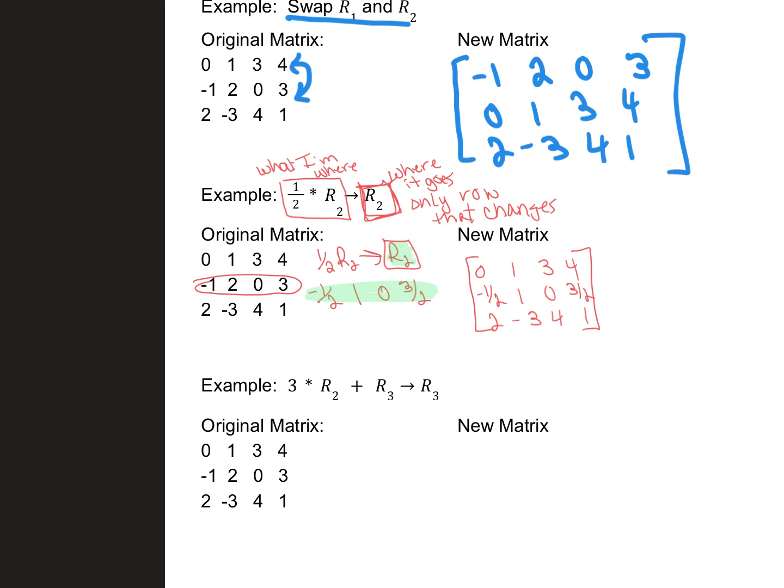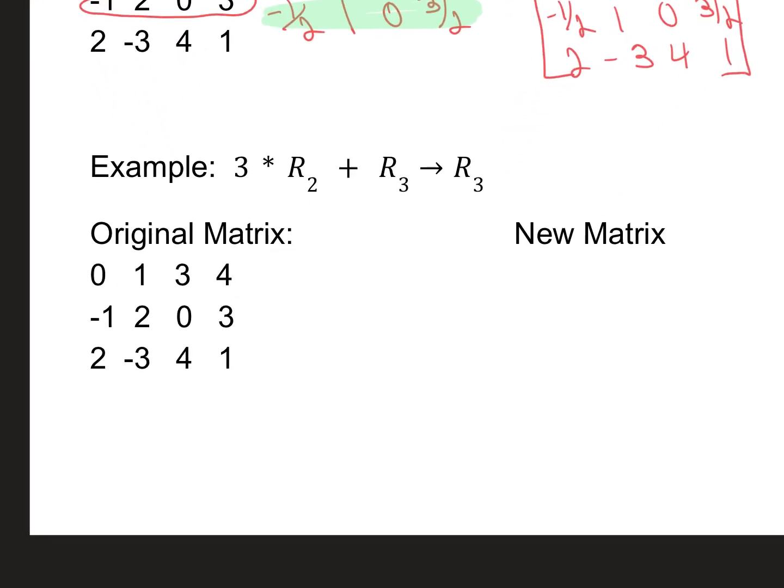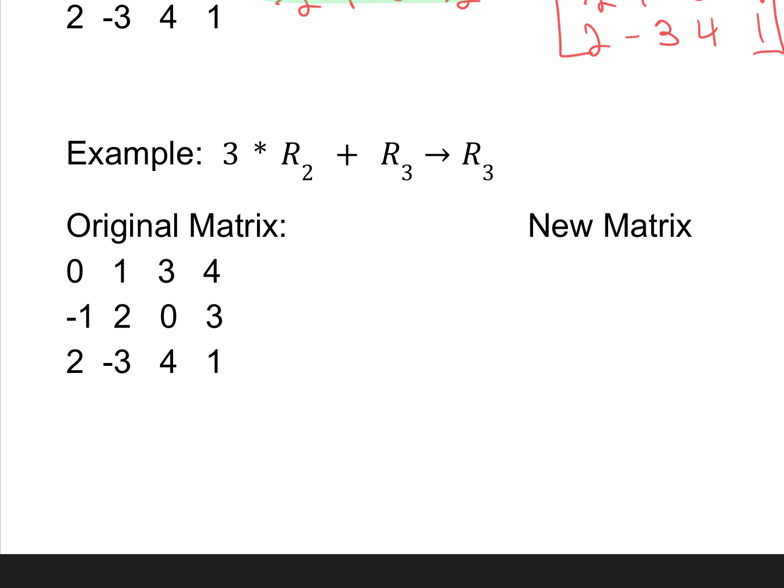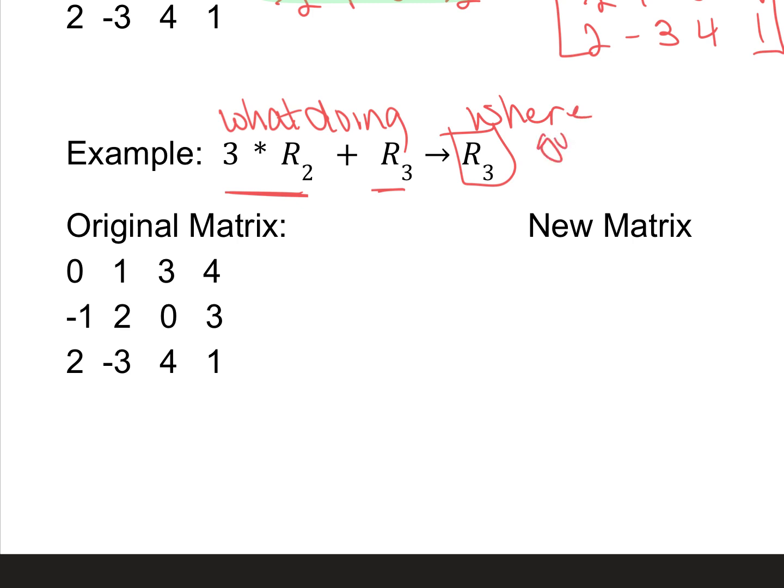It can be positive, negative, whole number, fraction, decimal, whatever we want it to be, that will help us with what we need. Okay, and then we are going to take a multiple of a row and add it to another row. So basically we are going to multiply row 2 by 3, add it to row 3, and put it in row 3. So this is what I'm doing, and this is where it's going. And again, row 3 is the only row that changes.